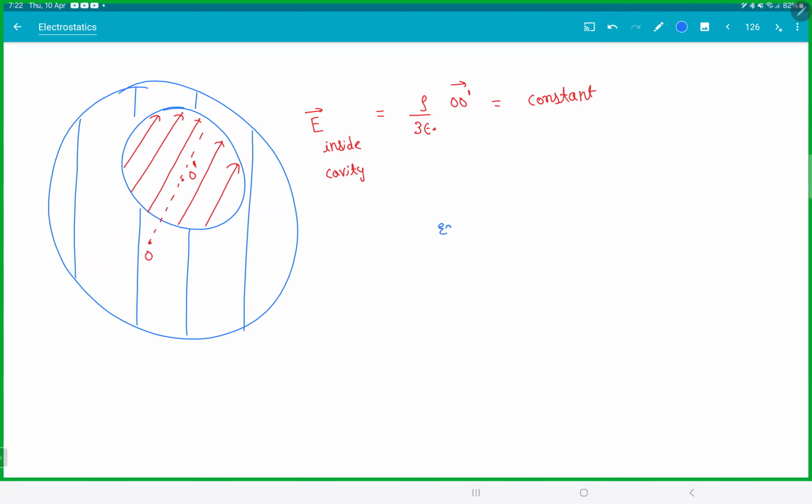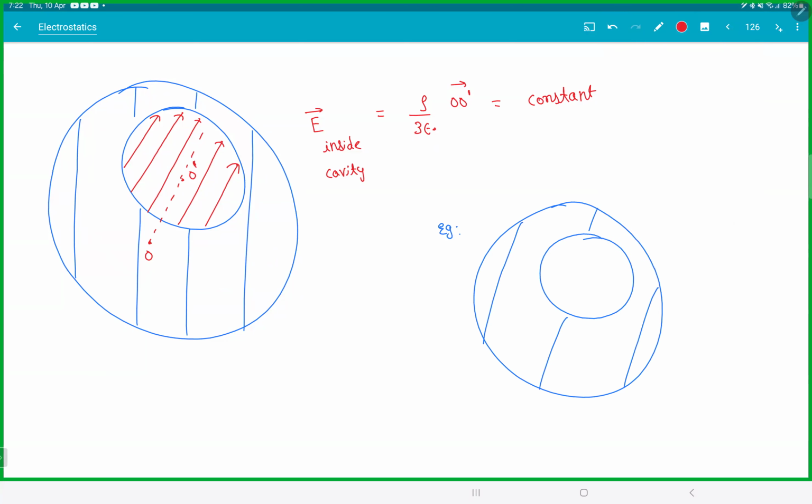So if I have to give an example, let's say this is O, and this is O dash, and O dash is R by 4. Then the field inside will be rho by 3 epsilon R by 4. Direction will be O dash cap unit vector. That's all it was. So it will depend on the distance between the centers. The formula depends on the distance between the centers. It doesn't depend on how big the cavity is.